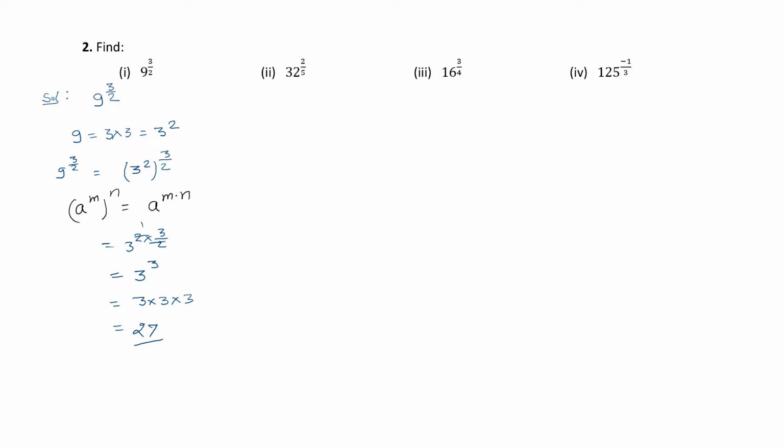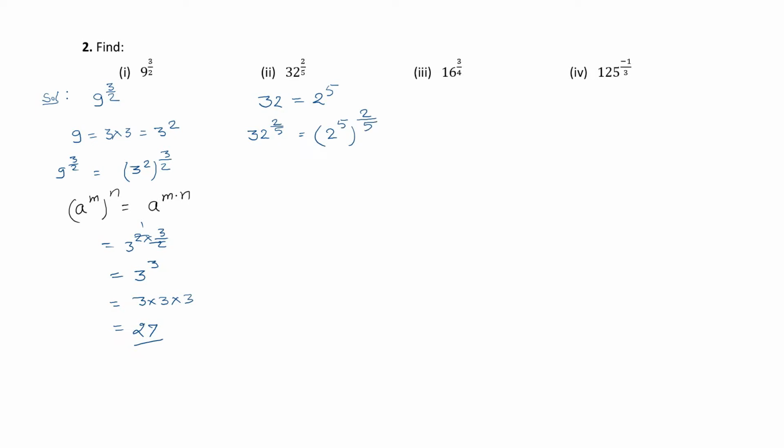So similarly we will write this 32 की पावर 2/5. तो हम 32 को लिख सकते हैं like 2 की पावर 5, like 2 into 2 into 2, 5 times, right? तो इसी तरह से हमारे पास 32 की पावर 2/5 को हम क्या लिखेंगे, (2 की पावर 5) की पावर 2/5.